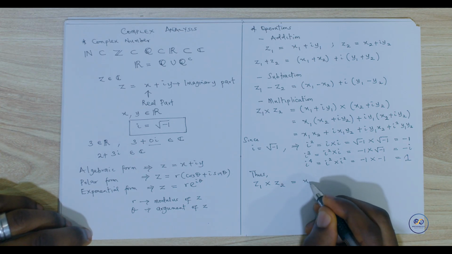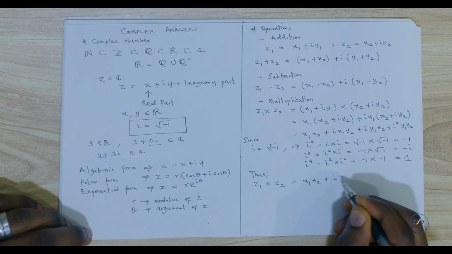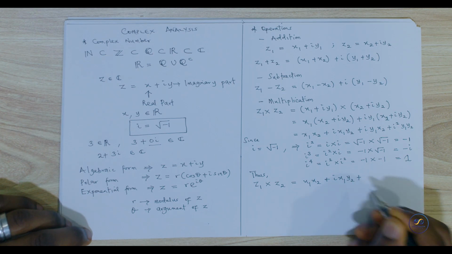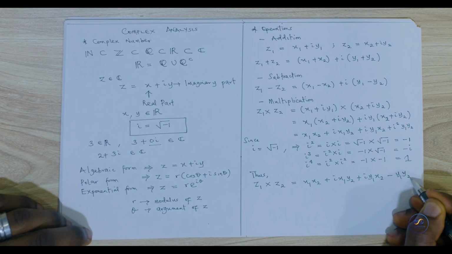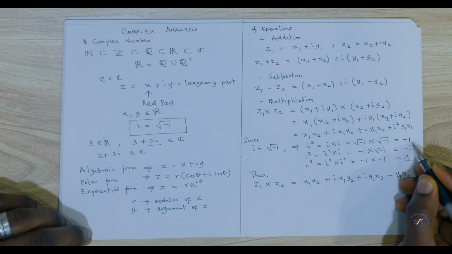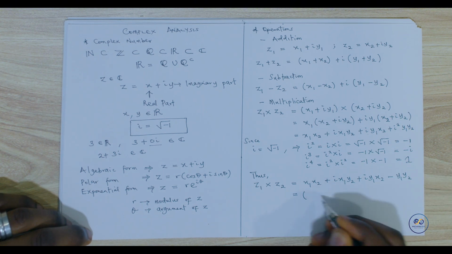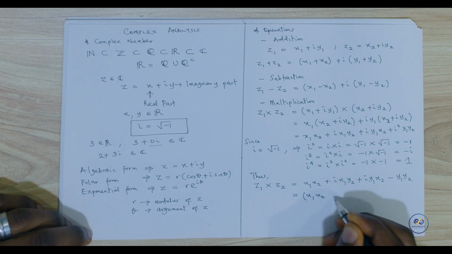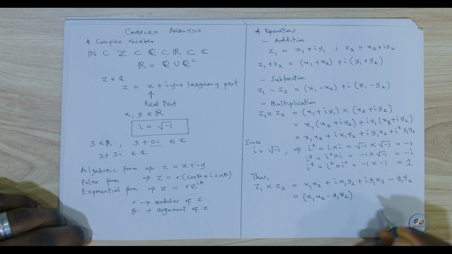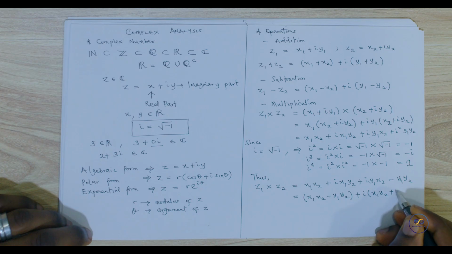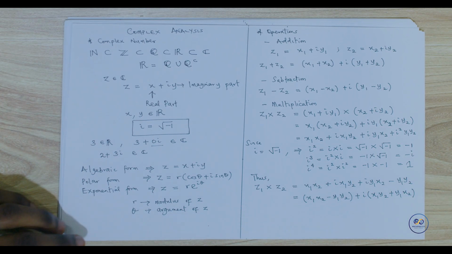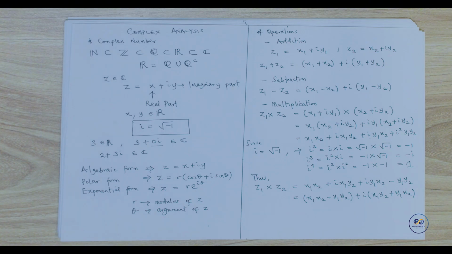So using that in this representation, it follows that for z1 multiplied by z2, we would have x1x2 plus i x1y2 plus i y1x2 minus y1y2, because i squared is minus 1. So we can now bring together the real parts, x1x2 minus y1y2, and then bring together the imaginary part, x1y2 plus y1x2. And this would give us the full representation of what the multiplication of complex numbers looks like.